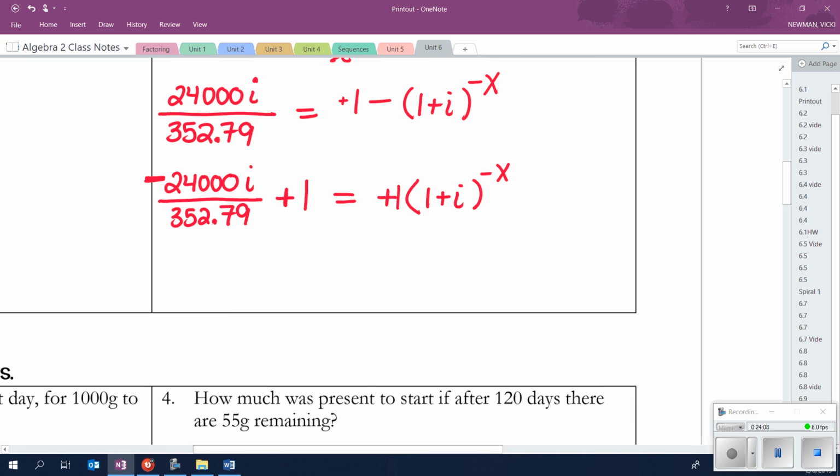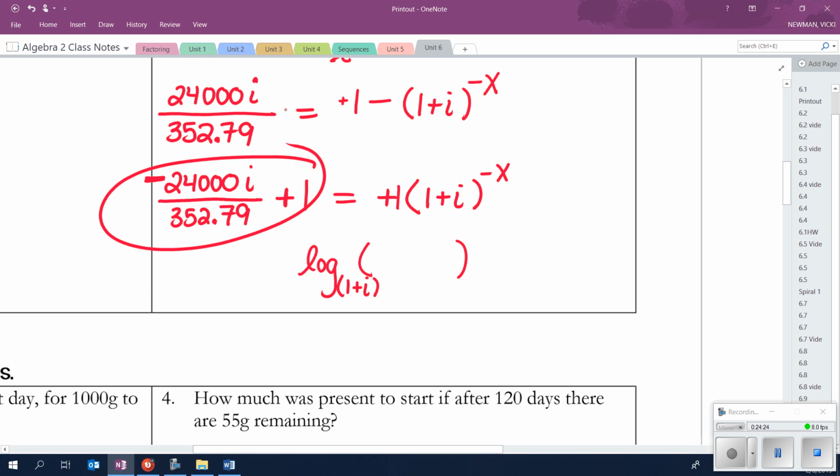Change the form, undo the weird thing. Okay. Log. What's the base? 1 plus I. What goes inside the log? That whole side equals negative X. Good grief. What's your last move? Divide by a negative. So I'm going to make that a positive. I'm going to toss a negative out there. So, well, that's good looking.